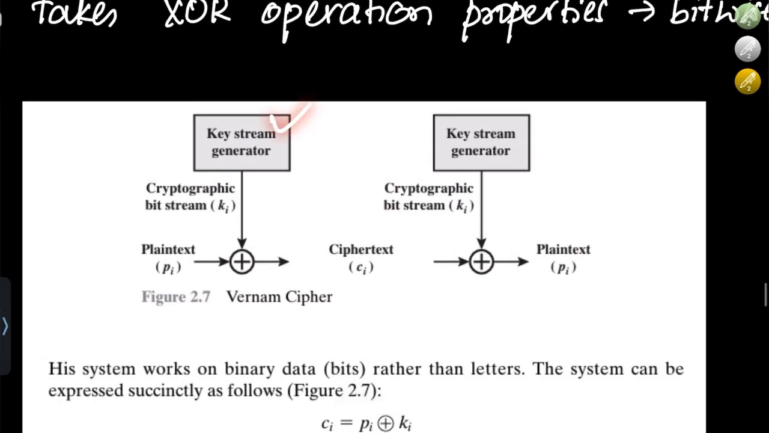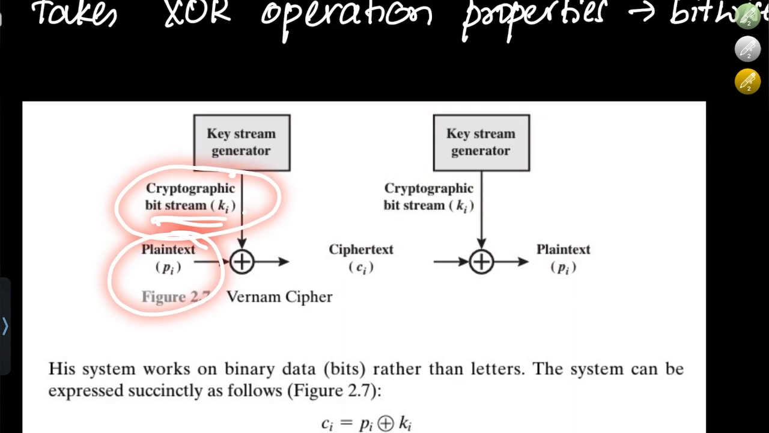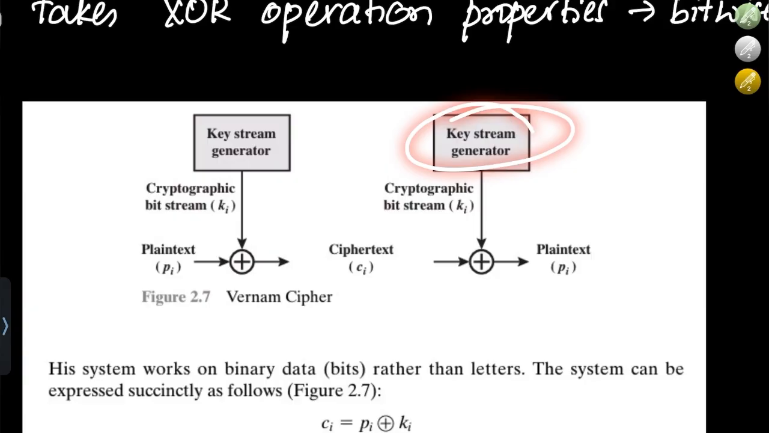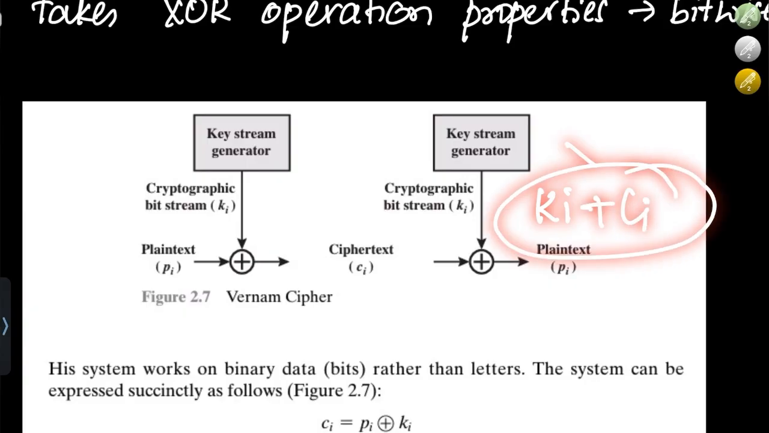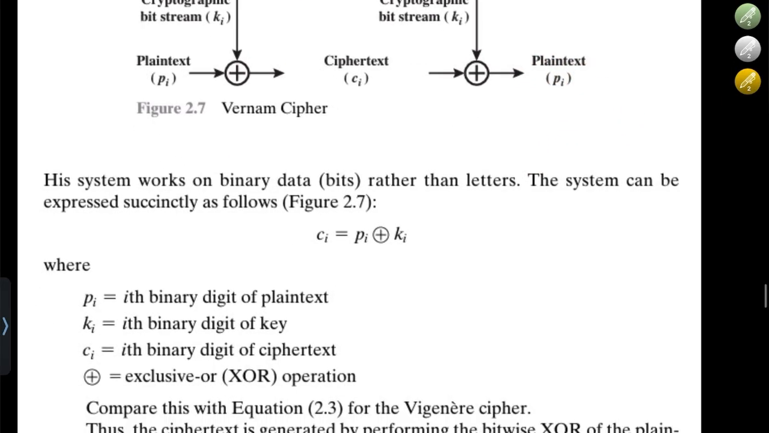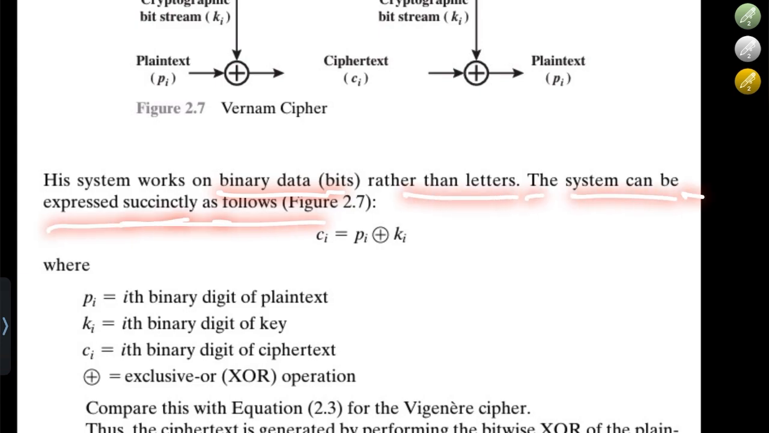If you see, we take help of the key stream generator. Along with that, a cryptographic bit stream Ki is given and plaintext is taken. So Pi XOR Ki operation is done in order to get the ciphertext. Once the ciphertext is obtained, again by making use of the key stream generator algorithm or function, we take Ki and Ci, perform the XOR operation on them, and we get the plaintext back. So this system works on binary data rather than letters. The system can be expressed successively as follows.